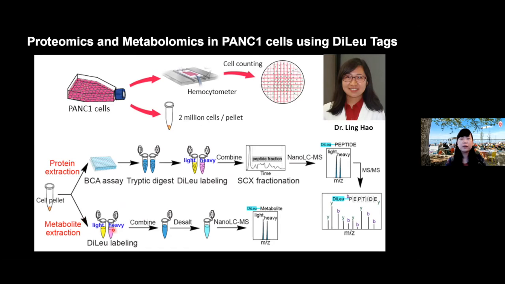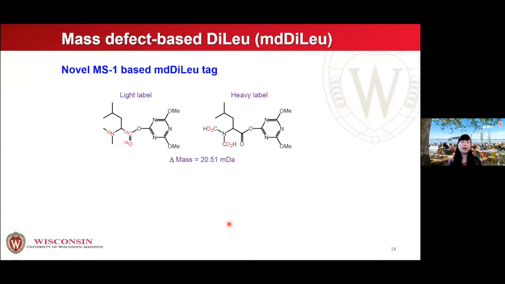As we know, typically metabolome analysis is done on regular flow LC-MS. In this case, we want to use the same analytical platform, which is the nanoflow LC system. Here shows the mass defect-based DiLeu. As you can see, the light label has N15, carbon 13, and O18, and the heavy label has 4 deuterium atoms.